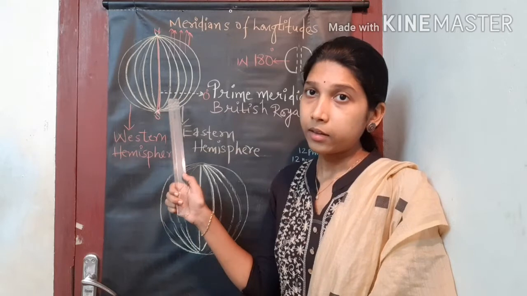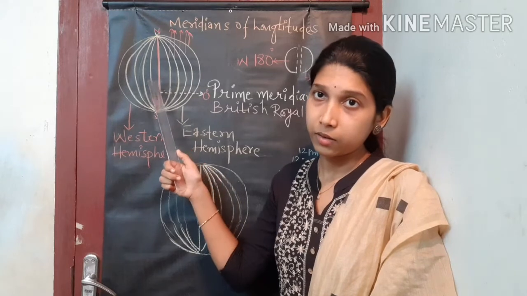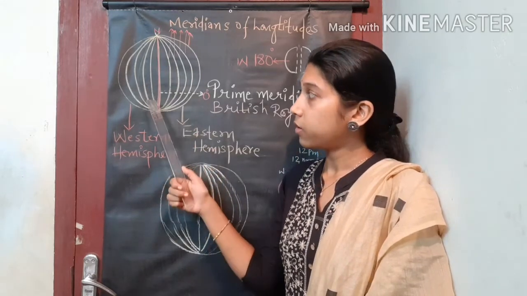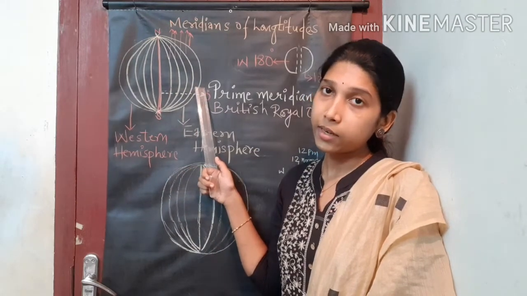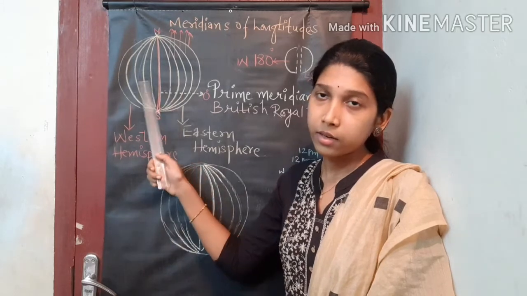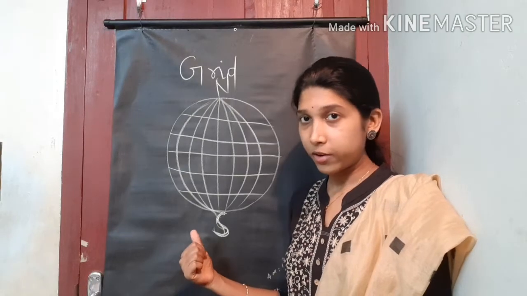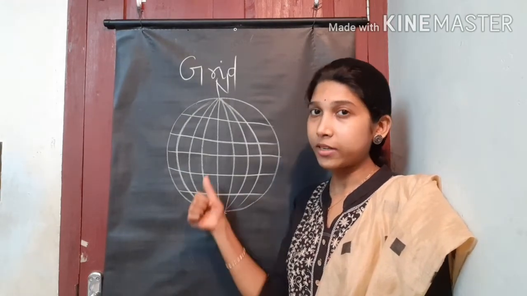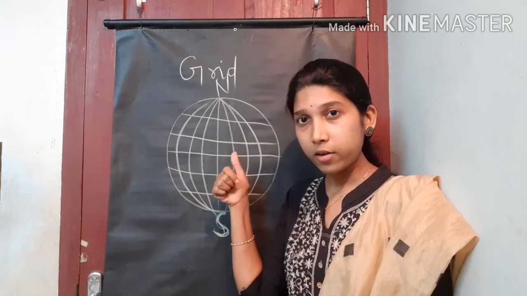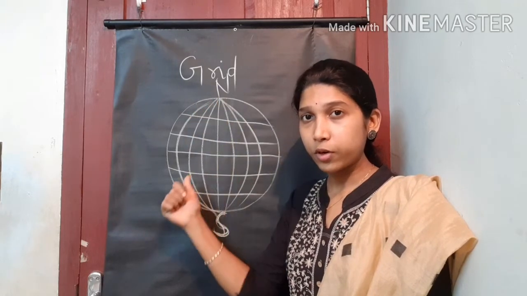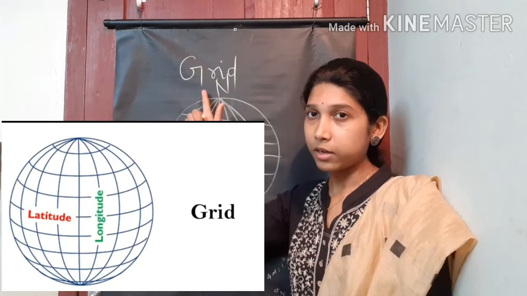And children, this part is called the Eastern Hemisphere. The 180 degrees to the east of 0 degree Greenwich is called the Eastern Hemisphere. The 180 degrees to the west is called the Western Hemisphere. See children, this network of parallels of latitudes and meridians of longitudes is called what? Grid. The network of the parallels of latitudes and meridians of longitudes is called a grid.